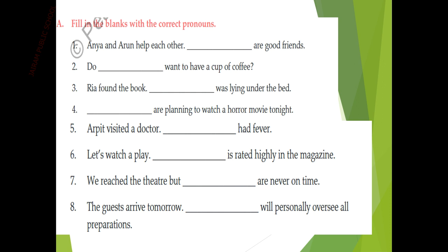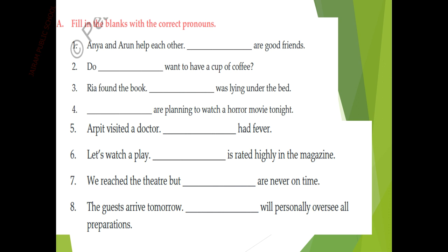Go to the fifth one. Arbet visited a doctor. Dash had fever. In the first sentence, Arbet is the name of a person, which is called a noun. In the second sentence, who had a fever? Arbet. So the answer is he for the male. You should use he. Arbet visited a doctor. He had fever.